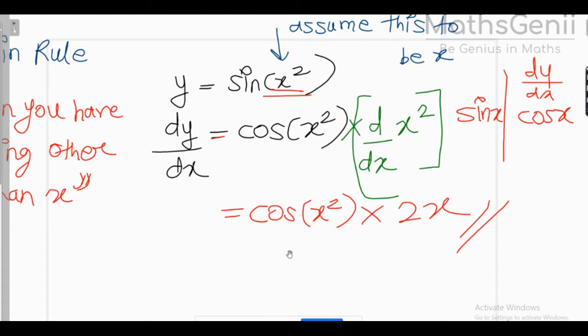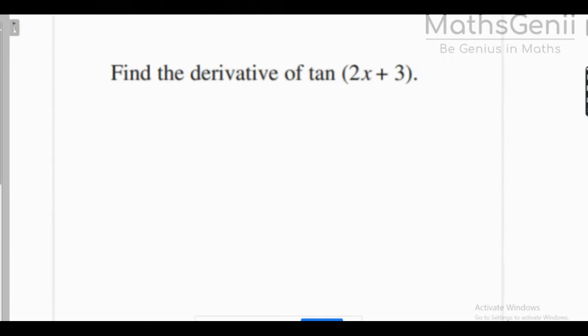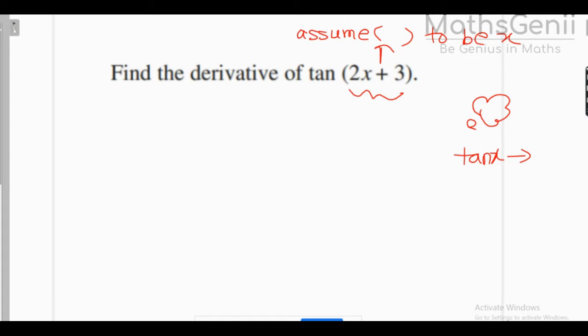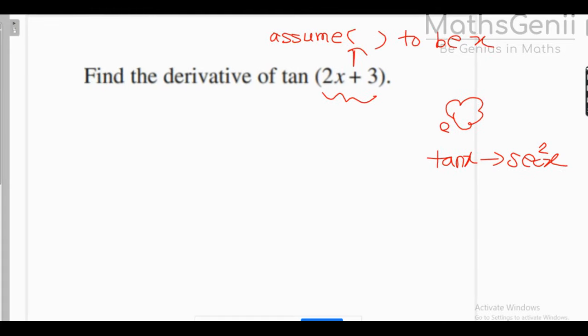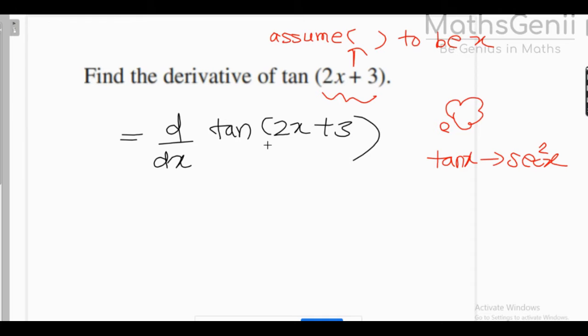Now let me take one more example so that there is no confusion at all about the chain rule. Here also, do you have a normal x? No. So I will have to assume this bracket to be x, correct? Now what I know is the derivative of tan x is what? The derivative of tan x is sec square x. Since I am assuming this to be x, I will write the derivative of tan x as sec square x into the derivative of the function considered as x.